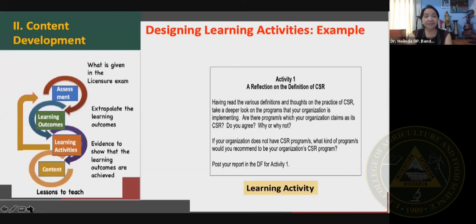Okay? So this is another example. This is an example of a learning activity. Again, ito yung activity ko do sa module.